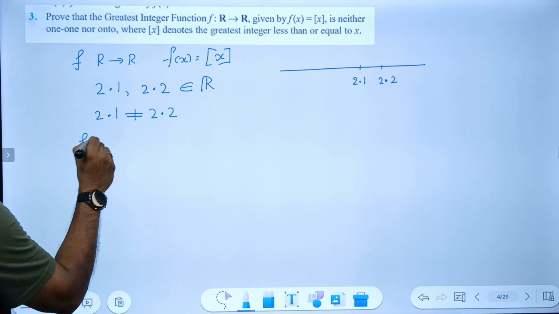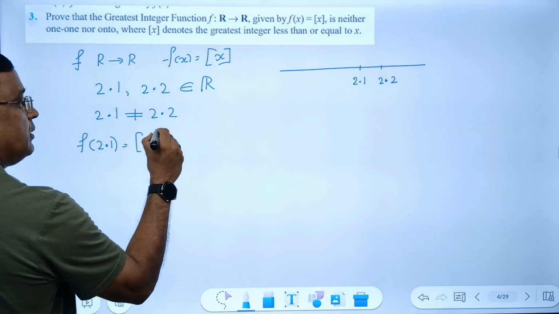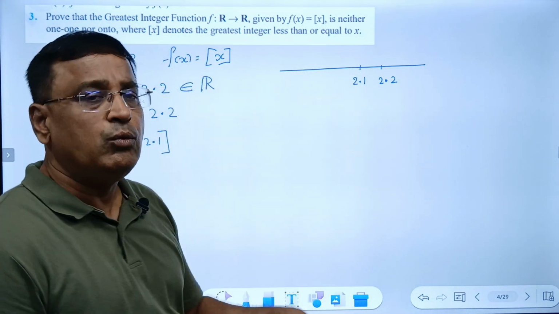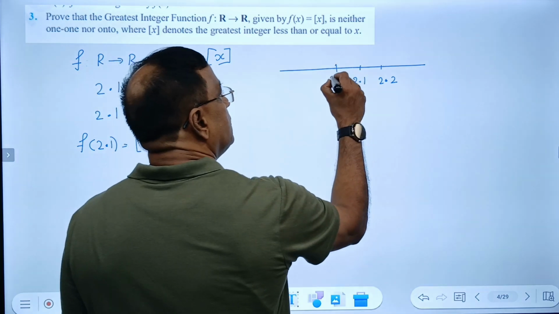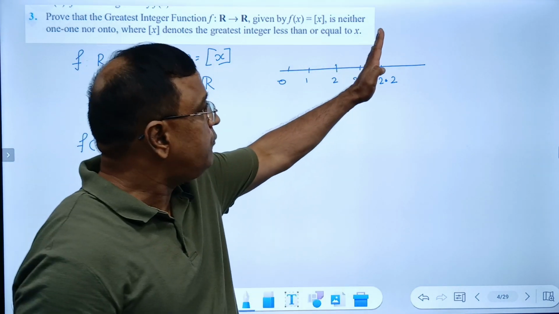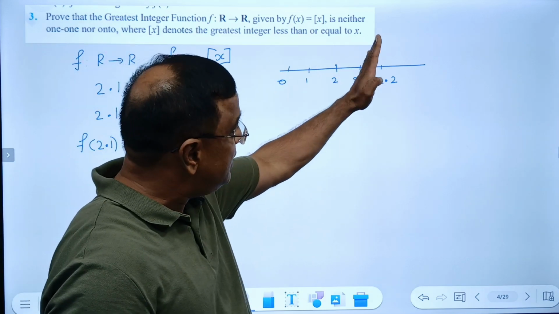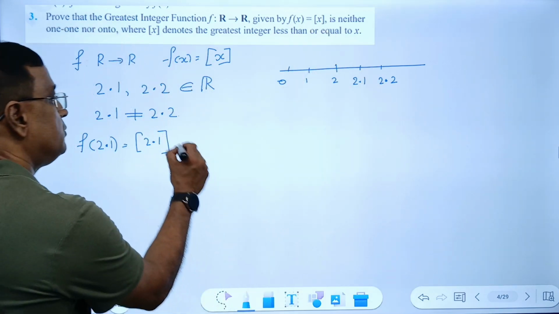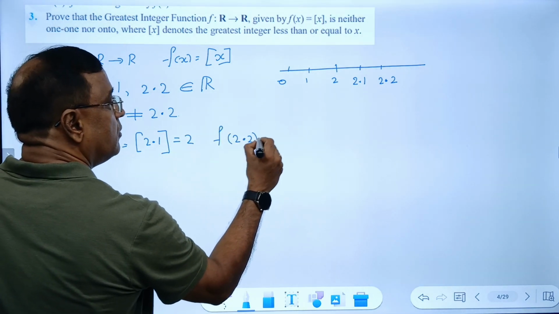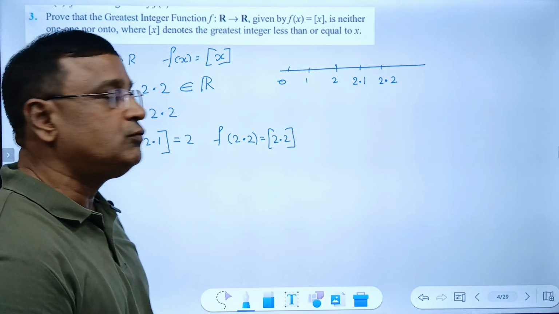But what is f of 2.1? Which is greatest integer value of 2.1. Now greatest integer value of 2.1 is very simple. To the left of 2.1, what is the first integer you see? The first integer you see is 2. So greatest integer less than or equal to 2.1 is 2. So what is f of 2.2? Which is greatest integer function of 2.2?